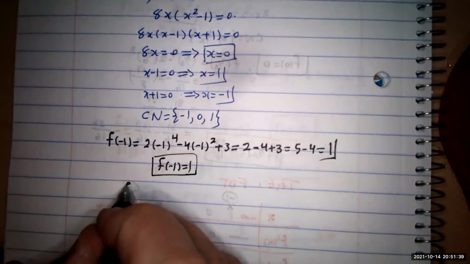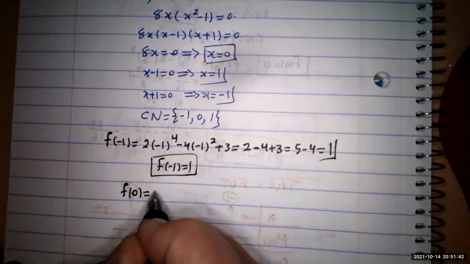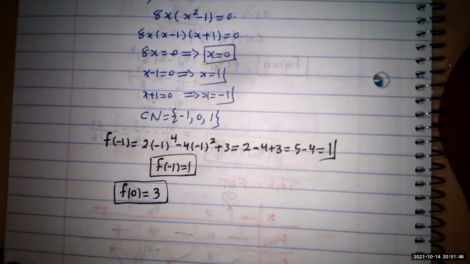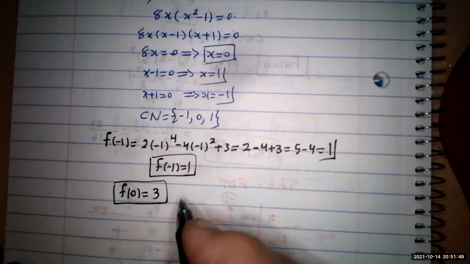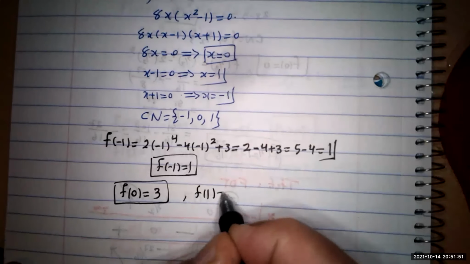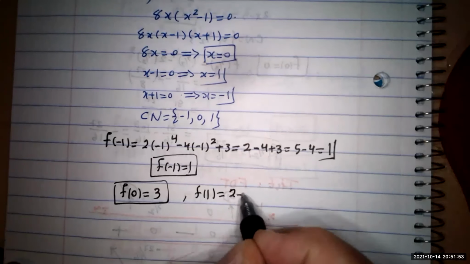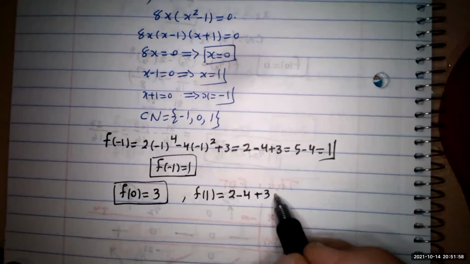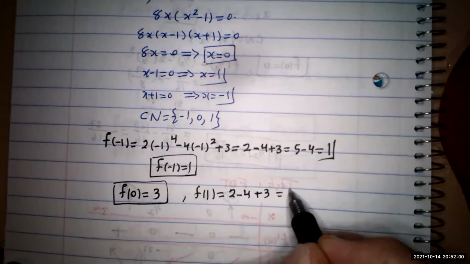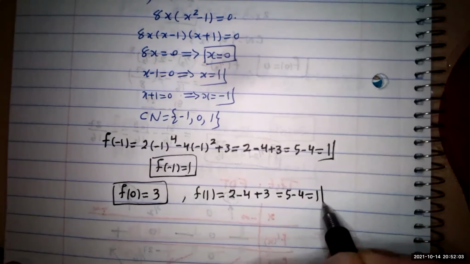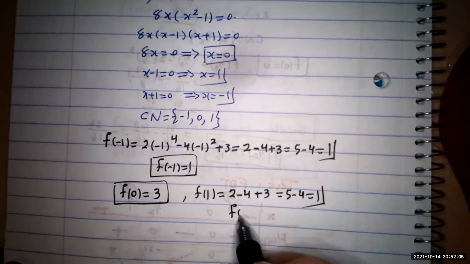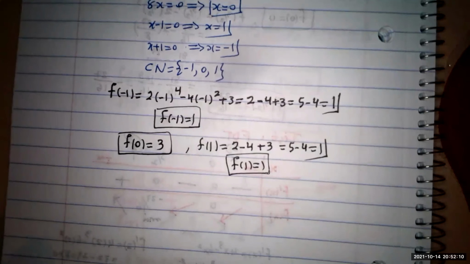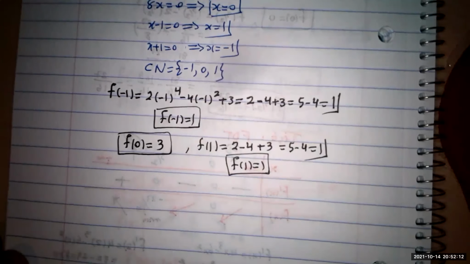F of 0, that's easy. That gives you 3. That's the second one. Then f of 1. F of 1 would be 2 minus 4 plus 3. So that would be 5 minus 4. Again, you get 1. So f of 1 is also equal to 1. Okay, it doesn't matter, f of negative 1 and positive 1 is 1.